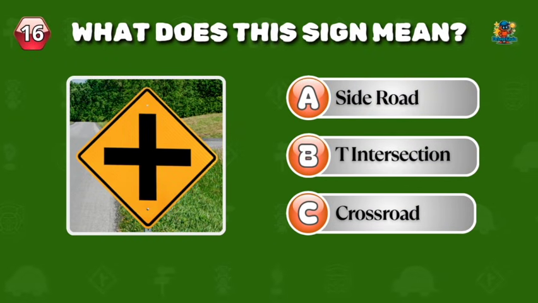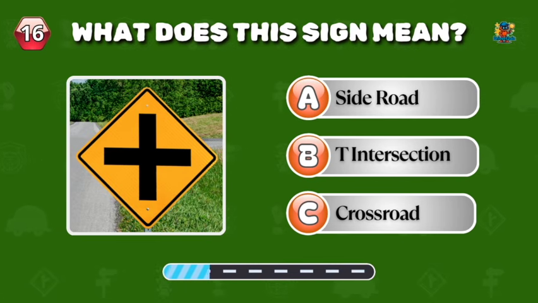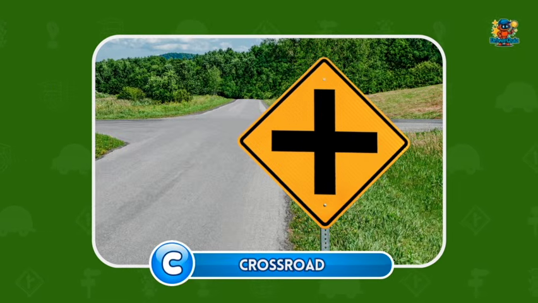Question 16. A. Side road. B. T intersection. C. Crossroad. Crossroad. This sign indicates an intersection where another road crosses the main road.